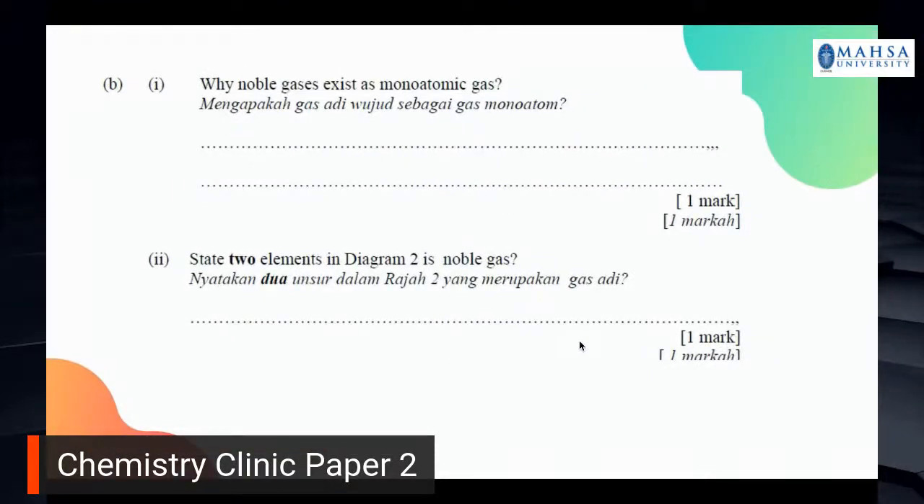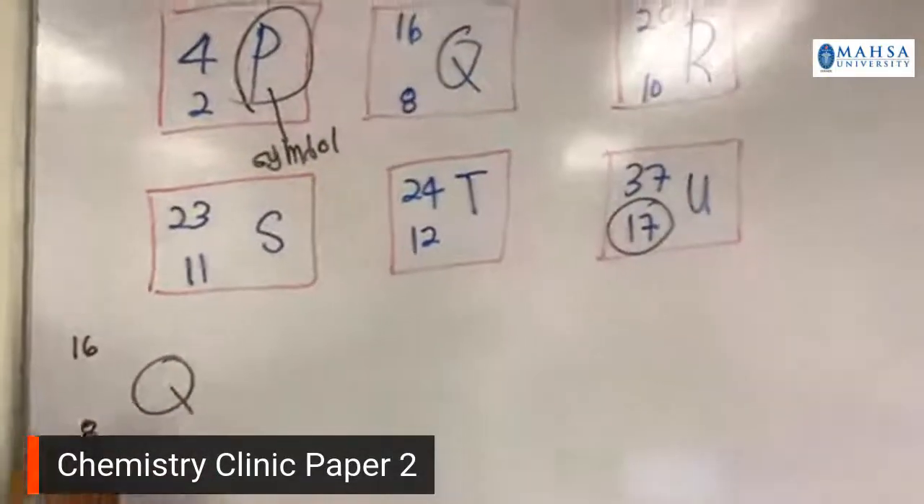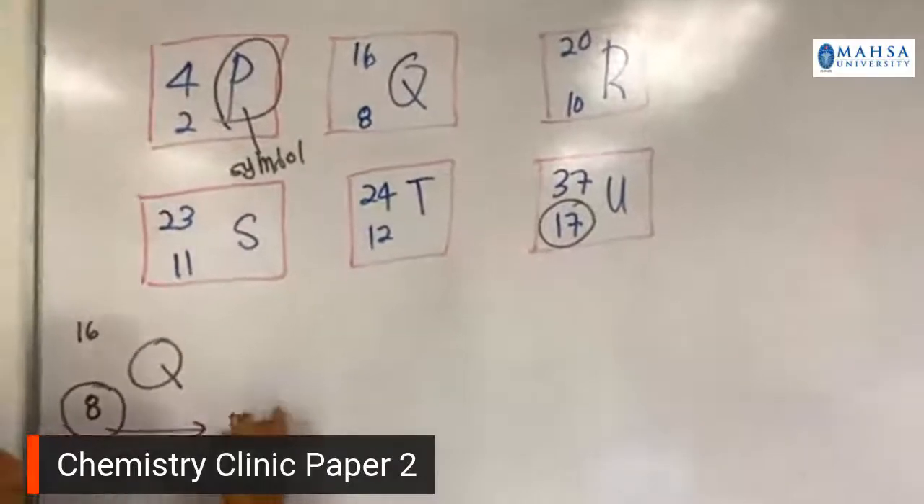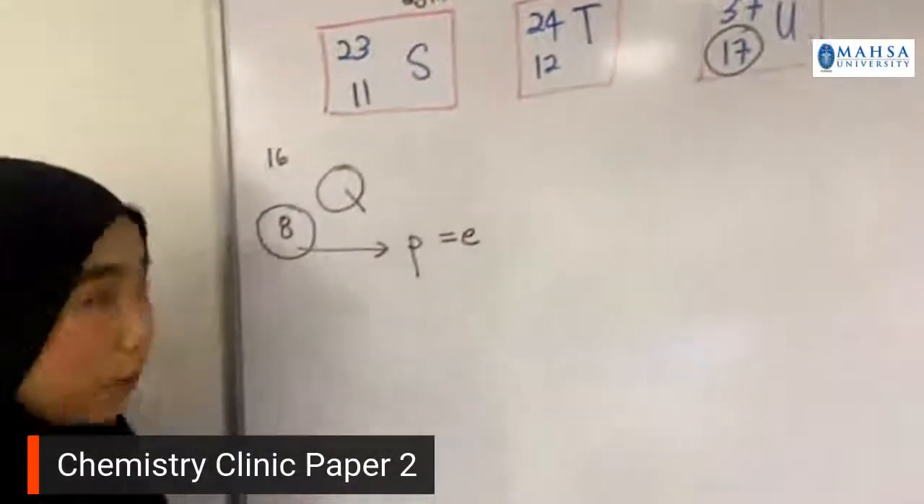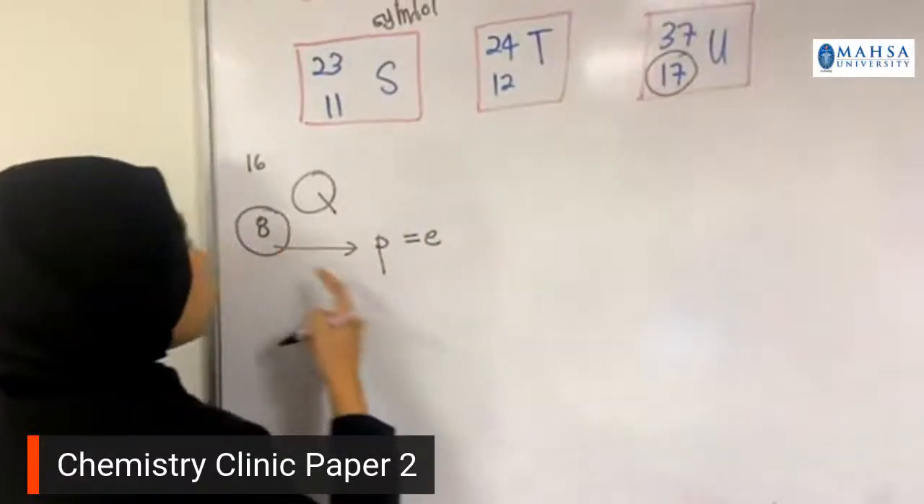When you want to answer this, you need to know the electron arrangement. For example, we go for Q. You have 16 and then 8. You already know that 8 is the proton number, and the number of protons is equal to the number of electrons as well. So when you want to arrange the electrons around the nucleus, they will be situated in the orbitals.